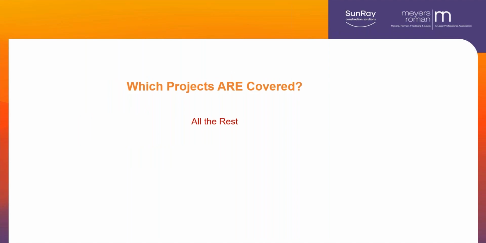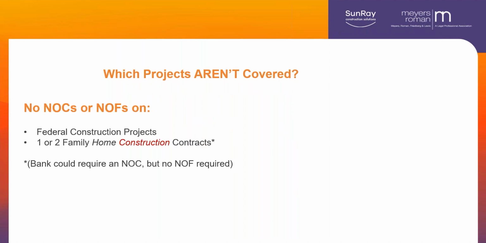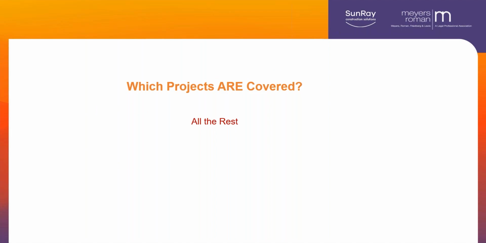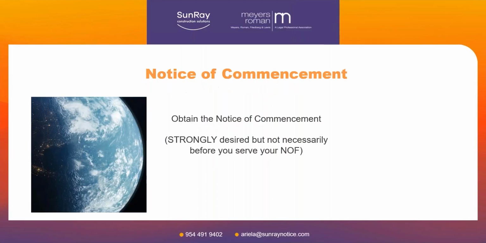Everything else is covered. You know what I left out? What, did I say it? Nope. Oil and gas is not covered. So if you're doing stuff on oil wells and the related stuff that goes with it, no notice of furnishing. The notice of commencement, if you can get it at all, do it before you do your notice of furnishing, but if you can't, just don't wait.